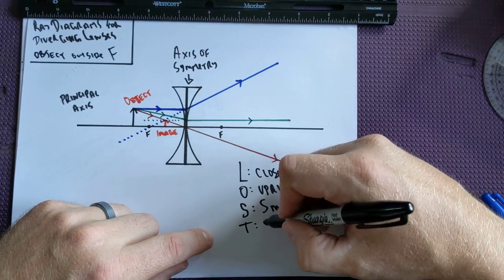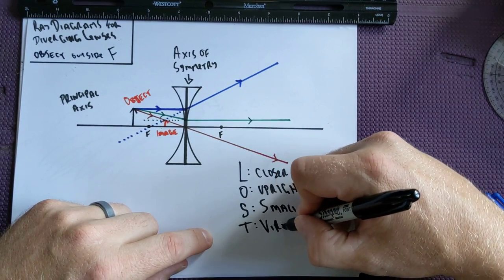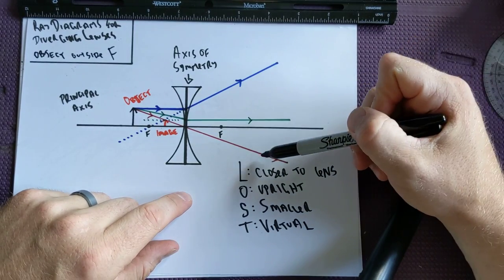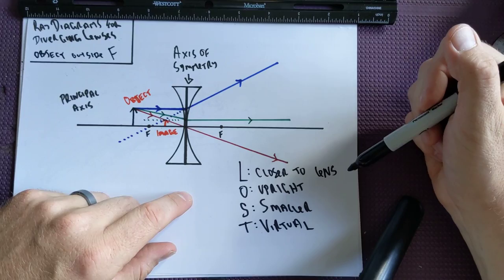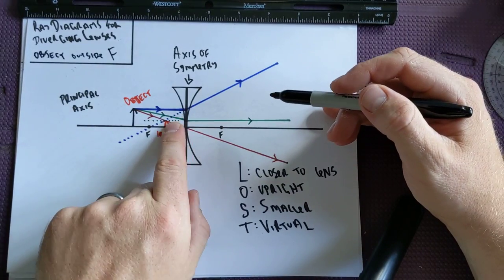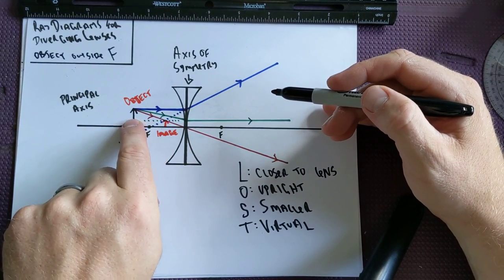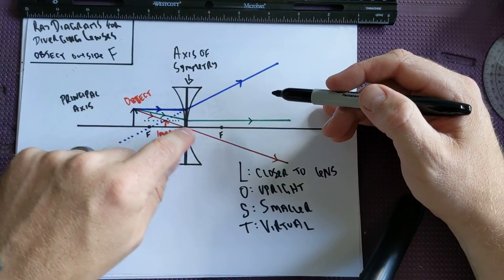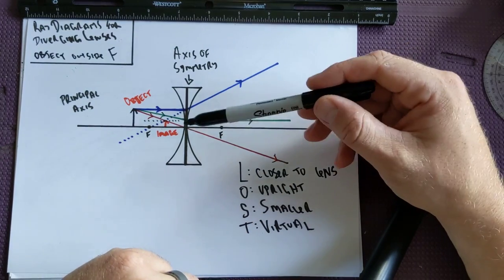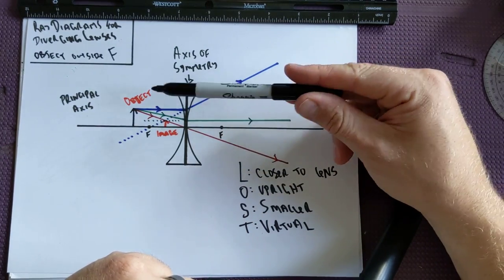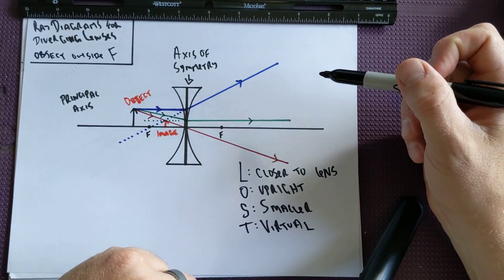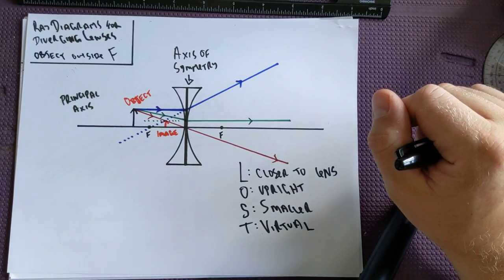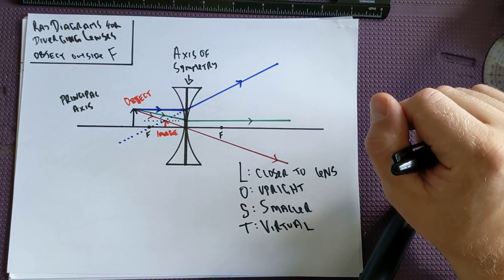And the type is going to be virtual because all the other rays, the actual rays, diverge from one another, and it's these reflected rays back here that intersect with just the one ray that crosses through the vertex of the axis of symmetry and the principal axis. So that's a ray diagram for a diverging lens when the object is outside of F.